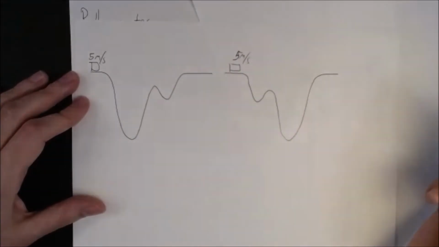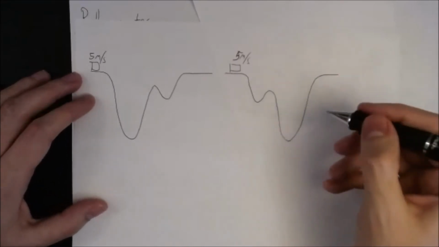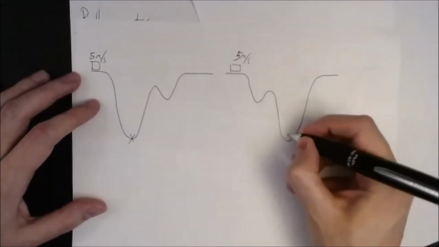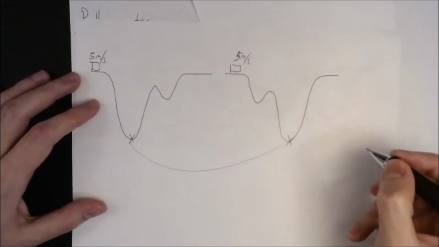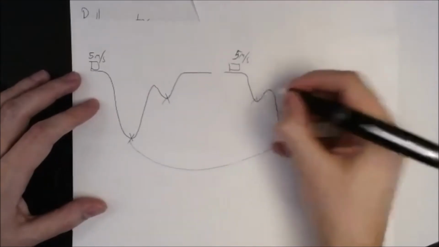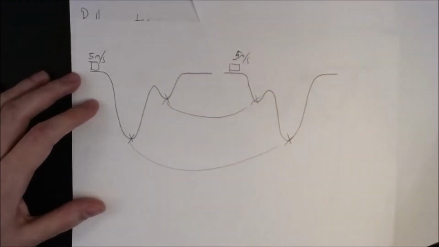There, that's a little bit more legible, I guess. The speed there should equal the speed there. Those two should be equal. The speed there should equal the speed there. Those two should be equal.